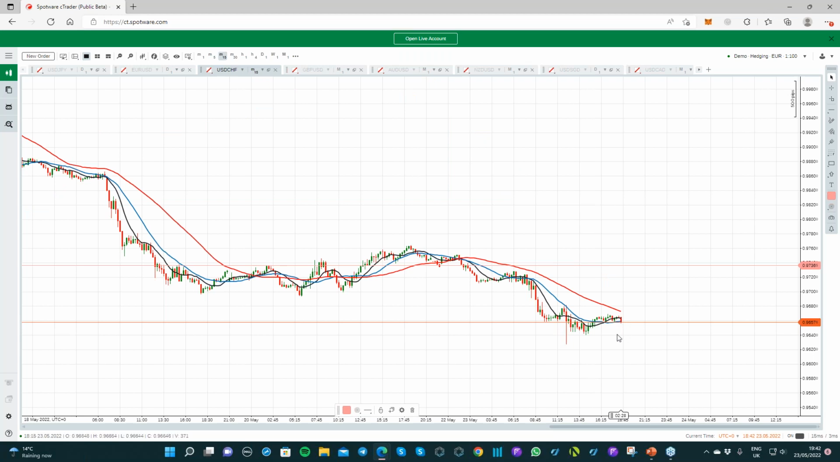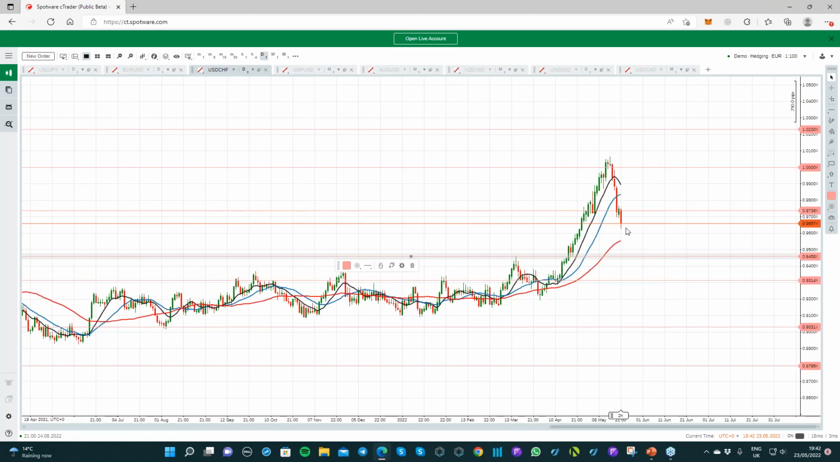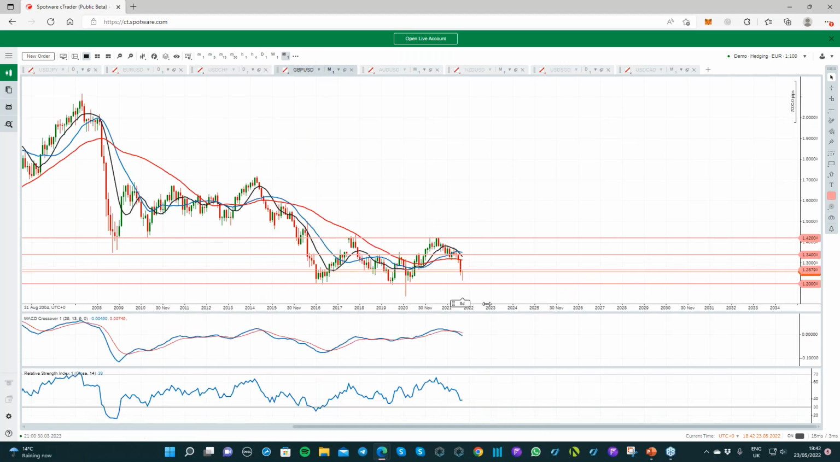when that downtrend continues. But I would be very, very cautious about levels of horizontal support because overall this has been in a strong uptrend for quite a while, and it has only really just broken out of that uptrend recently. On to cable, the British pound.